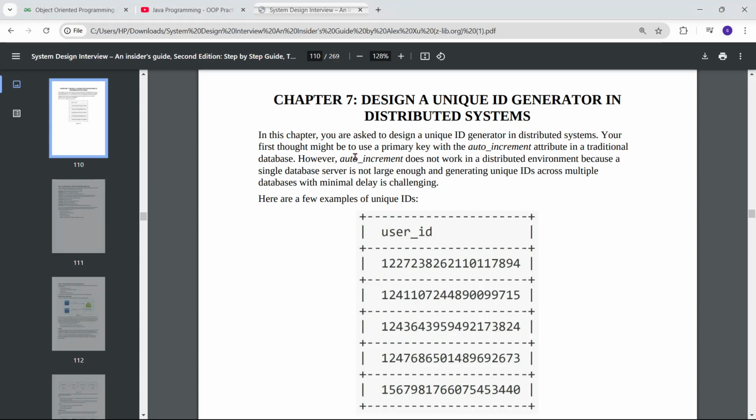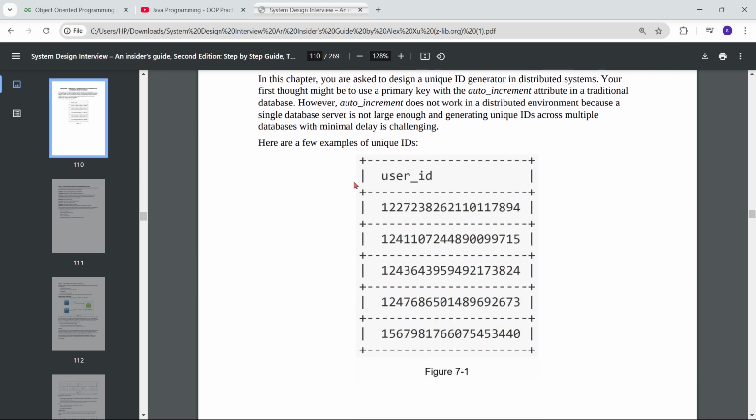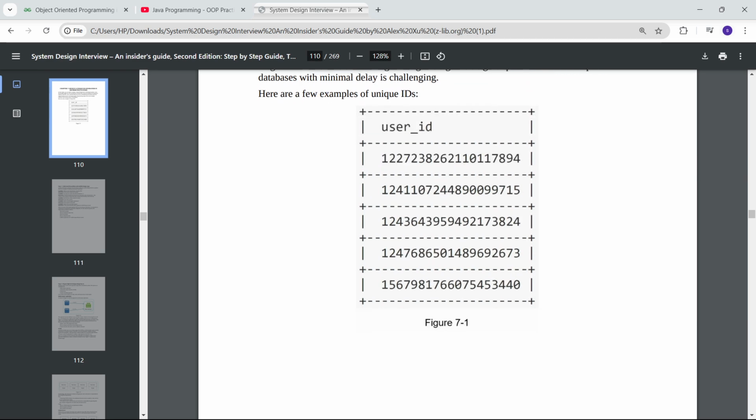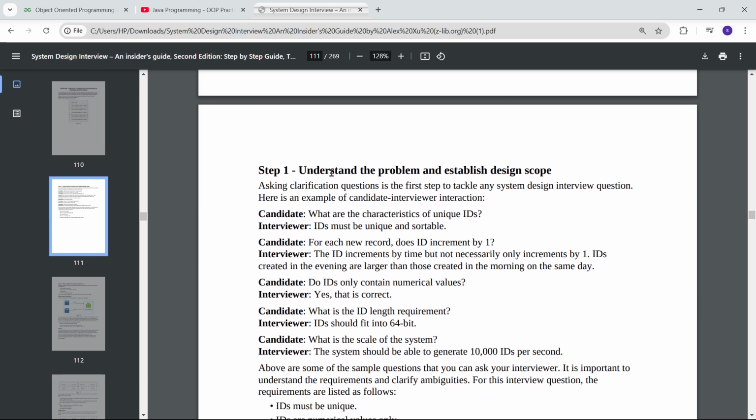Let's study about it. So in this chapter, you are asked to design a unique ID generator in distributed systems. The first thought might be a primary key with auto-increment attribute in a traditional database. However, auto-increment does not work in a distributed environment because a single database server is not large enough and generating unique IDs across multiple databases with minimal delay is challenging. Here are a few examples of unique IDs. These are the examples.